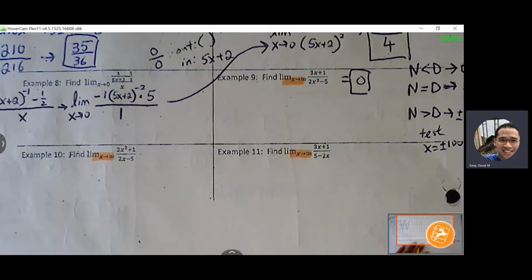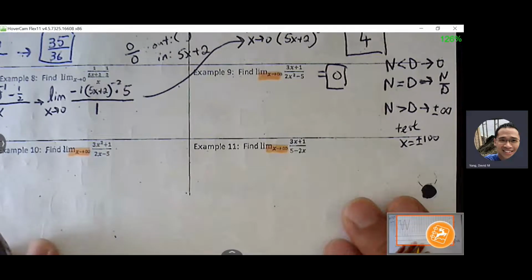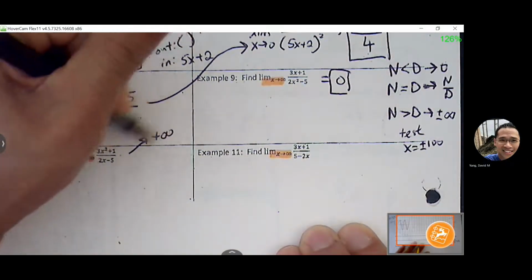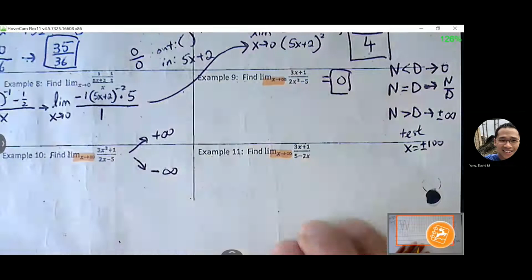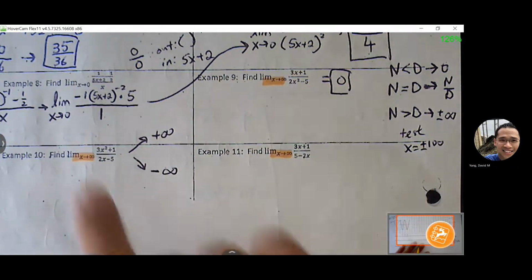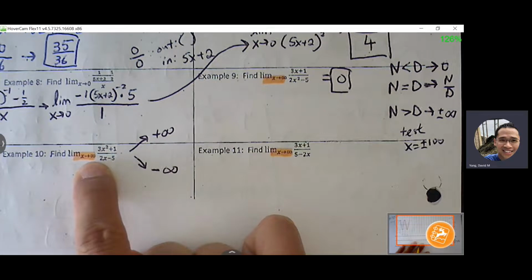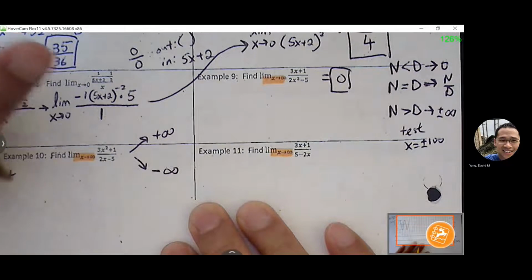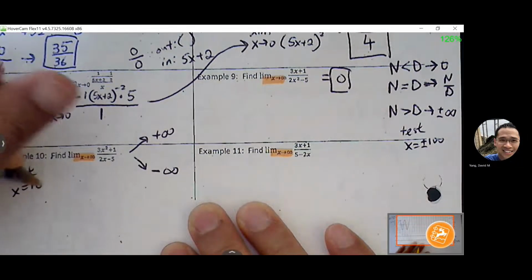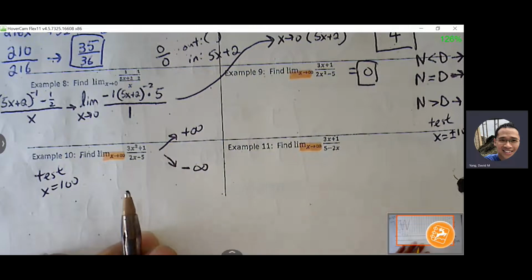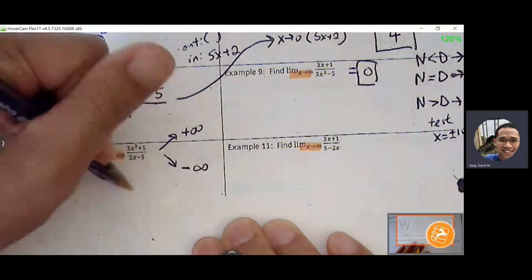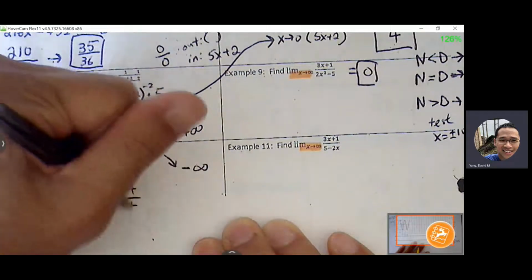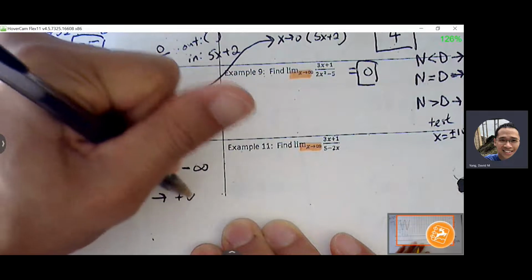Infinity, so we compare degrees. What do you notice? Numerator is higher, so there are only 2 options. It's either positive or negative infinity. And we test, either 100 or negative 100, but this x value is headed towards positive infinity, so I'll just test positive 100. I don't care about the value, I just care about the sign. Numerator will obviously give me positive. Denominator, 2 times 100 minus 5, that's also positive. So positive over positive is positive.